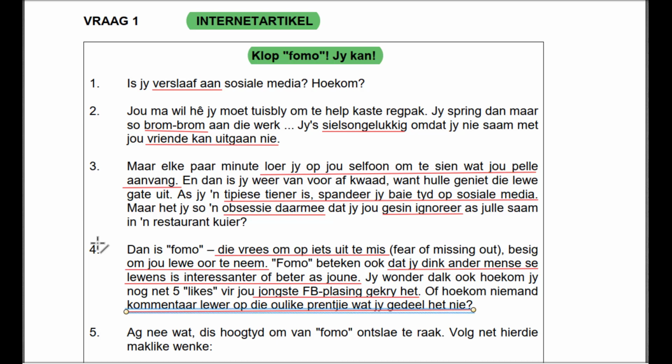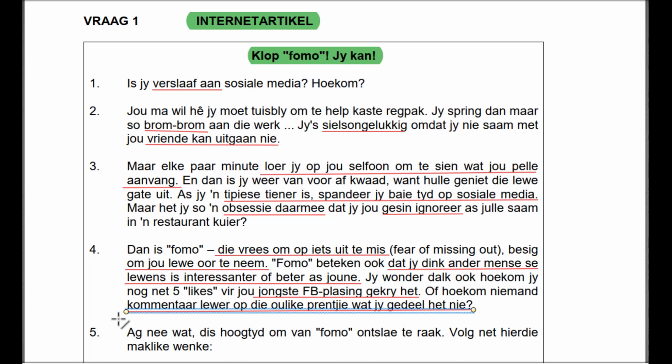Jy wonder dalk ook hoekom jy nog net 5 likes vir jou jongste Facebook plasing gekry het. FOMO also includes constantly worrying about why only 5 people have liked your newest or your latest Facebook post. So a Facebook plasing is a Facebook post.